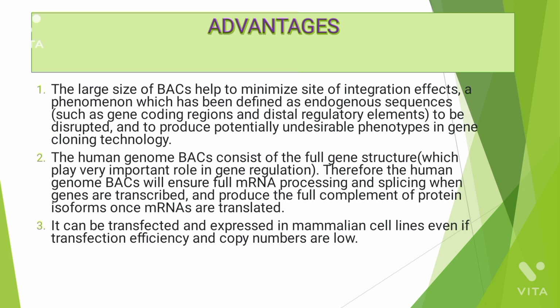Human genome banks consist of full gene structure that plays a very important role in gene regulation. This is also one of the advantages of using the BAC vector system. Therefore, the human genome banks will ensure full mRNA processing and splicing when genes are transcribed and produce the full complement of protein isoforms once mRNAs are translated. It can be transfected and expressed in mammalian cell lines, even if transfection efficiency and copy numbers are low.